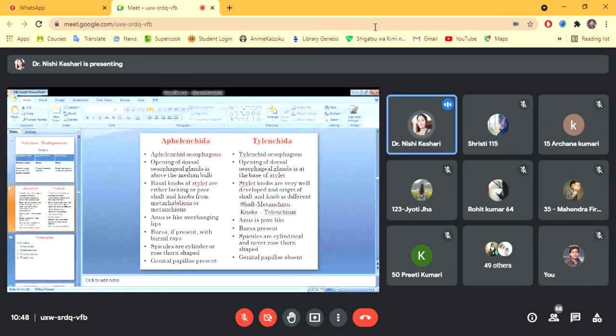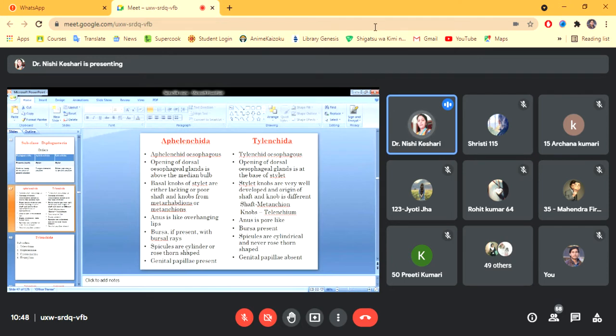Here the anus is like an overhanging leaf, meaning you can see from the upper side of the cuticle that the anus is overhanging, and here it is just pore-like. Bursa is present with bursal rays. The bursa has bursal rays which are of sensory origin. Here only the bursa is present, but bursal rays are not.